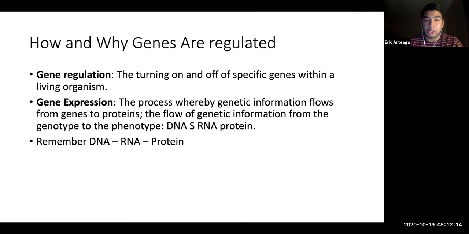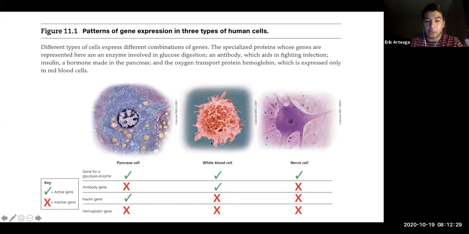Gene regulation and gene expression, right? So be able to define gene regulation: turning off and on specific genes within a living organism. Gene expression: the process whereby genetic information flows from genes to proteins, okay? So, patterns of gene expression.